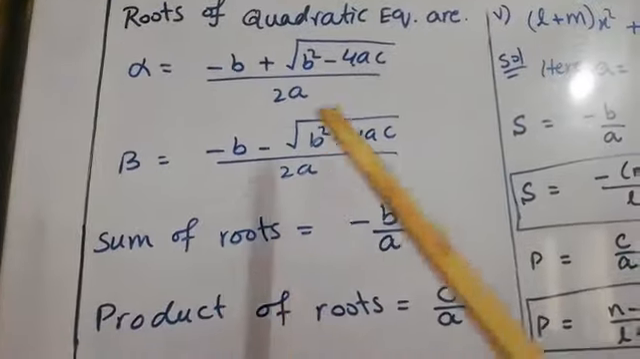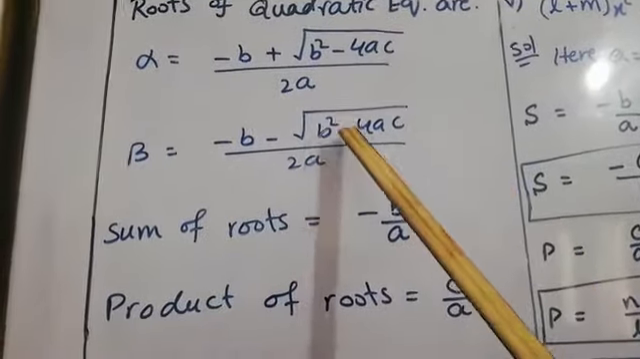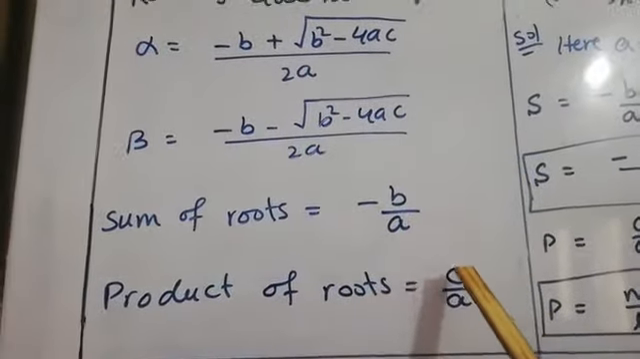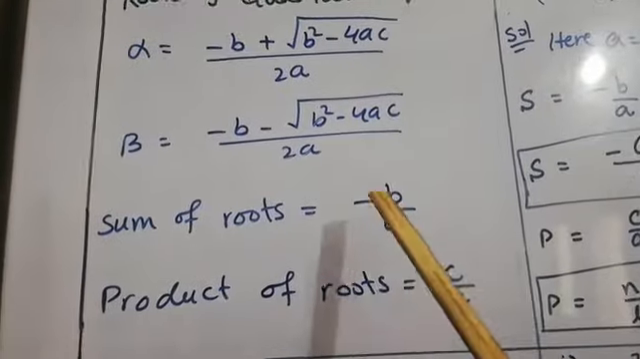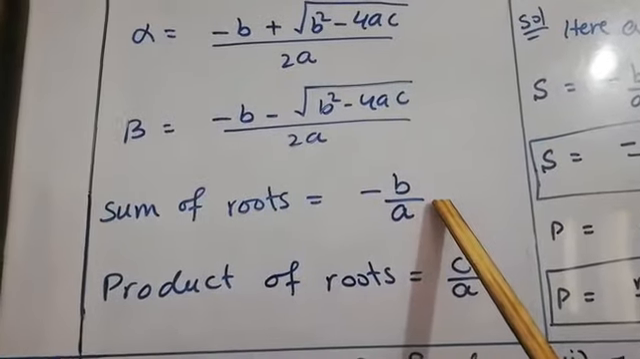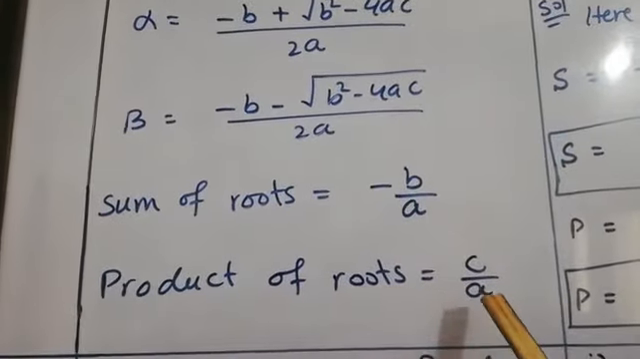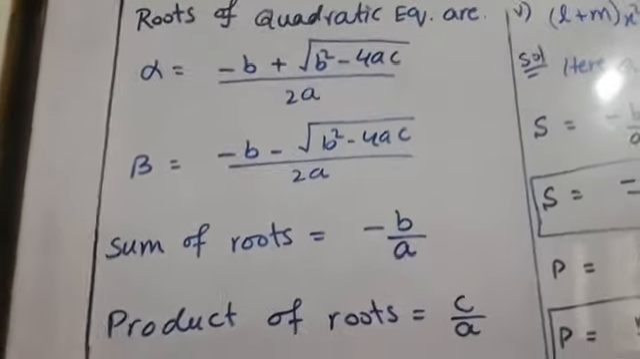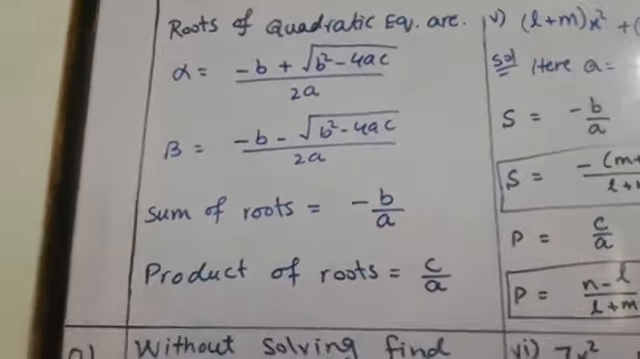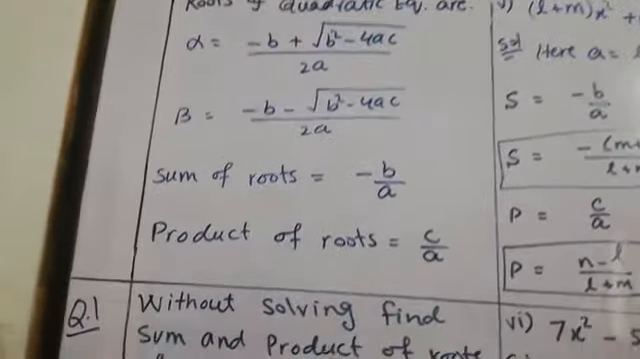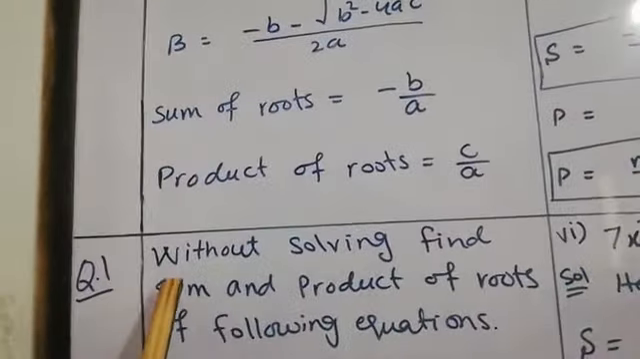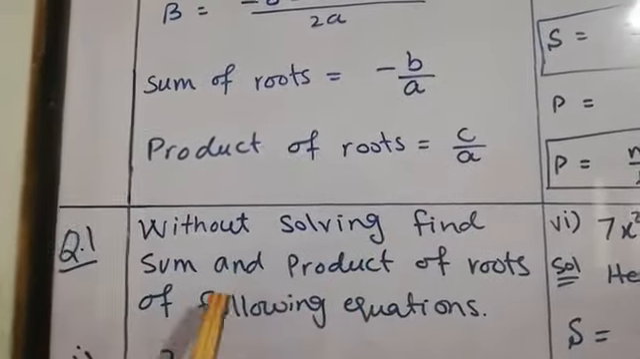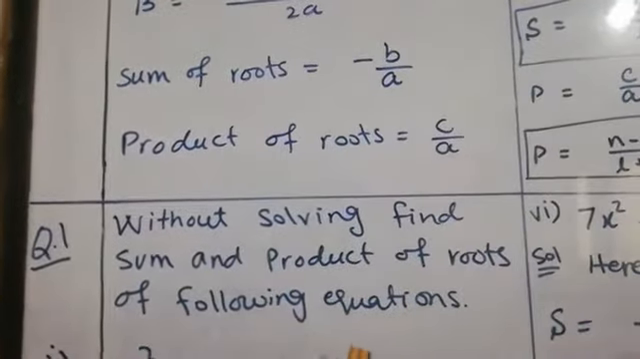And if we multiply these two roots, then we will get the answer c by a. This is the sum of roots of the quadratic equation, and this is the product of roots of the quadratic equation. This is the introduction of today's topic. Now we will start our exercise 2.3, question number 1. Question number 1 is: without solving, find the sum and product of roots of the following equations.